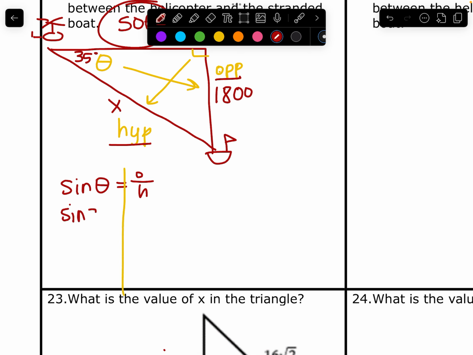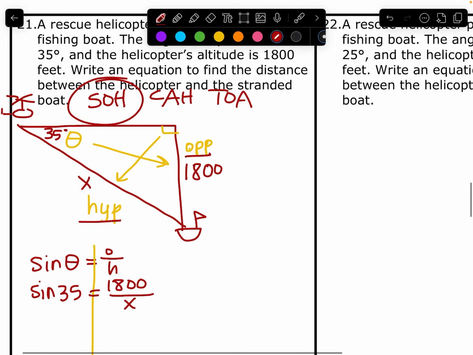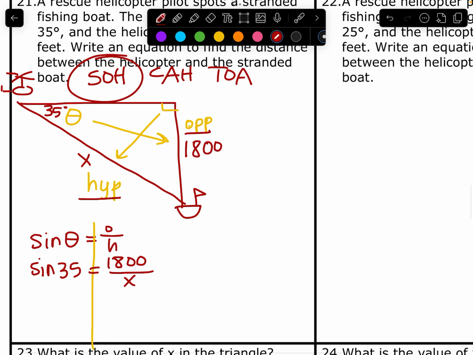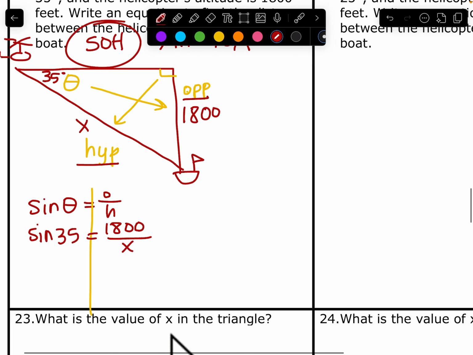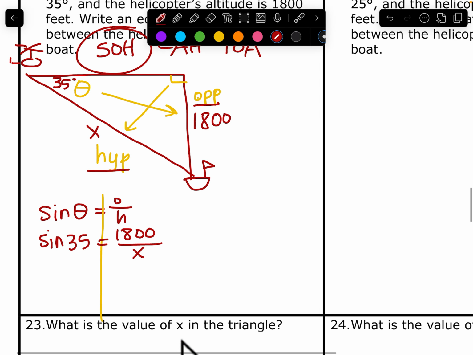Sine, and then theta is 35 per the picture. Opposite is 1,800, and then x is the hypotenuse. And honestly, we can stop there because it just says to write an equation. So this equation could work.